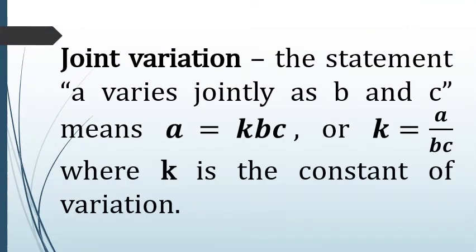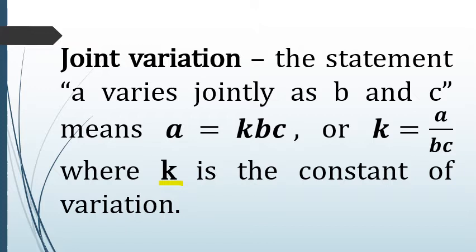So, i-define natin kung ano ang joint variation. Joint variation is the statement A varies jointly as B and C means A equals KBC or K equals A over BC, where K is the constant of variation. So, ito yung pangatlong uri ng variation.